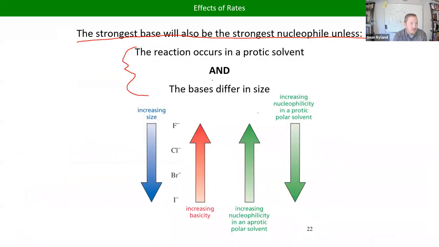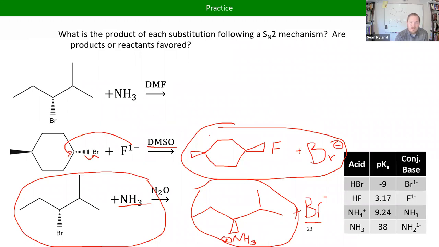So one more time. Strongest base will also be the strongest nucleophile unless both of these are true: you have to be in a protic solvent and your bases have to be a different size. So if you're going to remember one thing from this slide, remember the first line. Usually we try to avoid using water as a solvent in OCHEM anyway, because we don't want to deal with the exceptions. Usually we want to just be able to say strongest base is the strongest nucleophile, done. But it will affect what the product is and what's favored at equilibrium. So I'm going to stop now since I know I've already gone over.